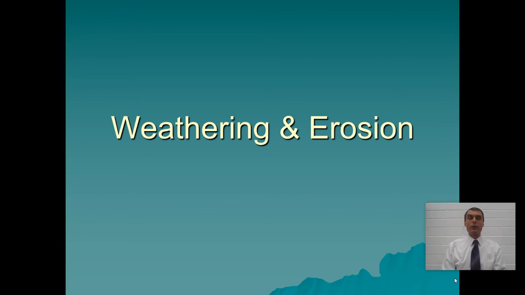Class, we've been looking at ways that the Earth's surface changes as a result of some byproducts of plate tectonics. So we looked at volcanoes and we looked at earthquakes and how they change the Earth's surface. And we're going to look at some other ways that the Earth's surface changes and we get all these features that we see today. So what we're going to look at is a concept called weathering and erosion. These are two different things.